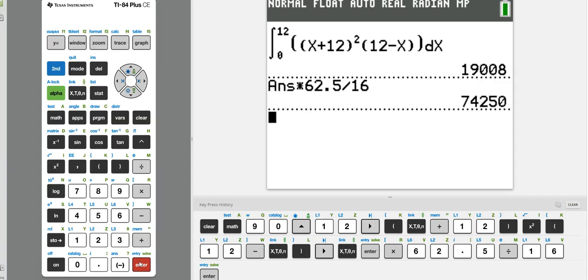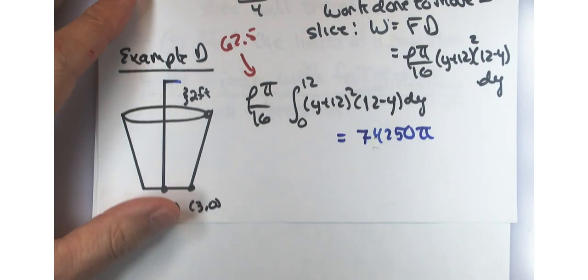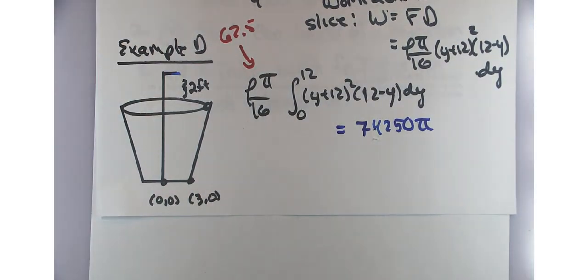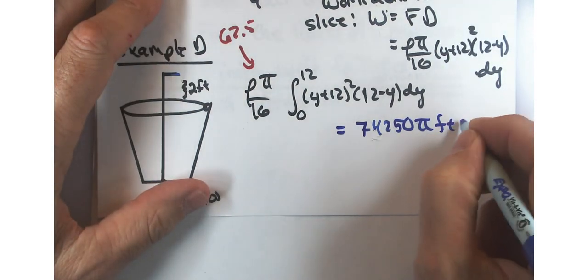So 74,250, and that would be units of pi. Let's include one more thing here. At least I'll include it. It's optional for you, but that depends if you want full credit or not. What one thing am I missing here that I think I should include as part of my answer? Units. And the units in these work problems are foot-pounds.